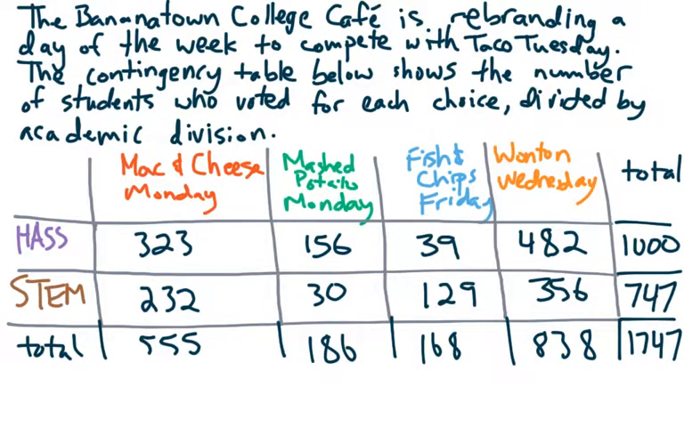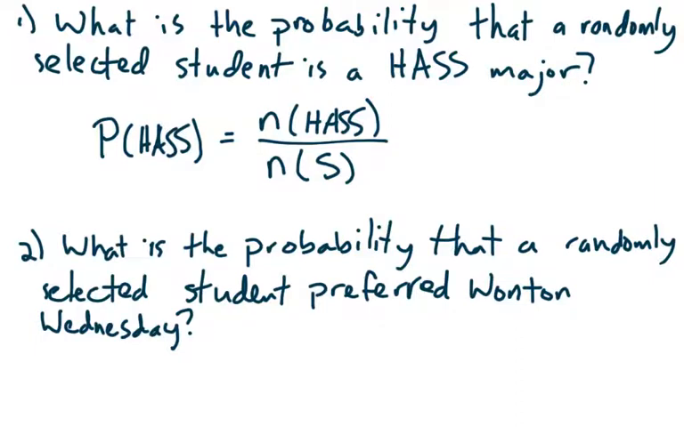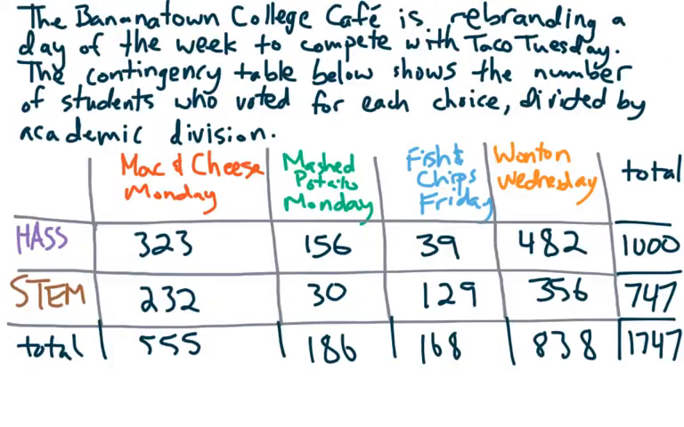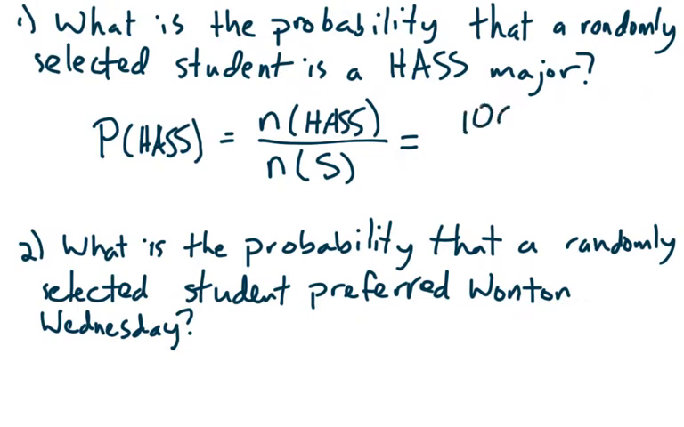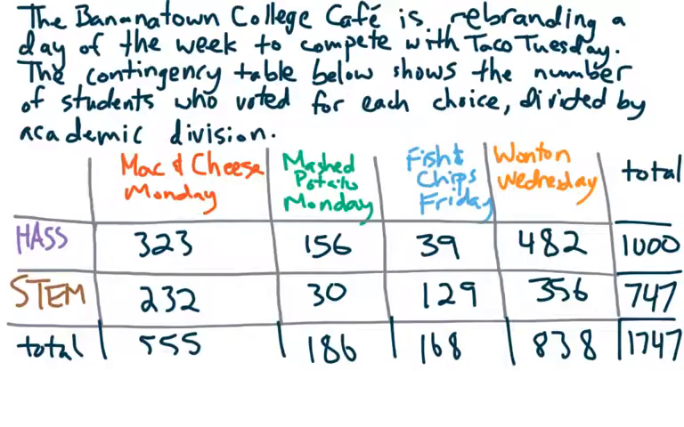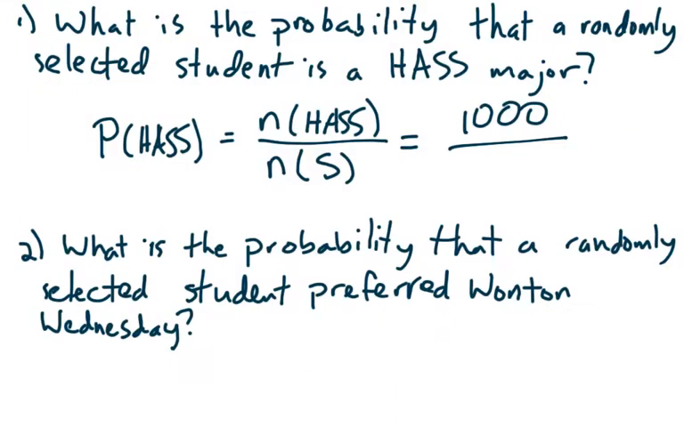Now, with these totals, we can figure out this probability. How many Haas majors altogether? Well, that was this number, the row total, 1,000. And how many students in the sample altogether? How many total? That was the total. So, 1,000 out of 1,747, this is the probability that a randomly selected student is a Haas major.